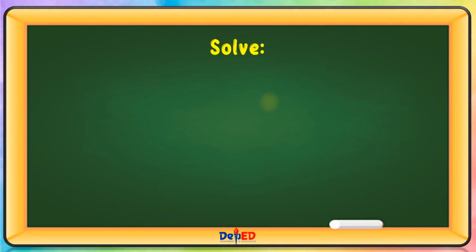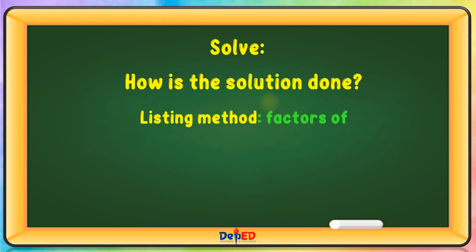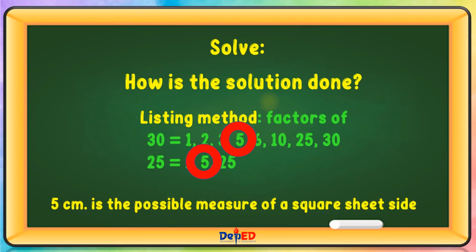Let us solve. How is the solution done? By listing methods. Factors of 30 are 1, 2, 3, 5, 6, 10, 15, 30. And factors of 25 are 1, 5, and 25. The common factor is 5. 5 cm is the possible measure of a square sheet's side.